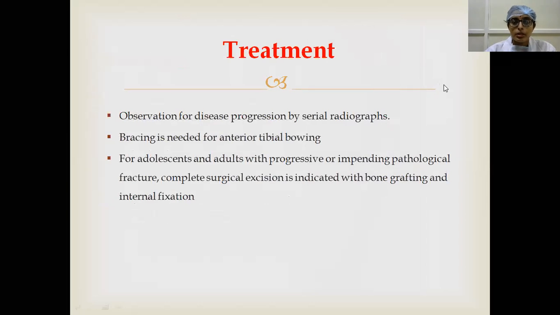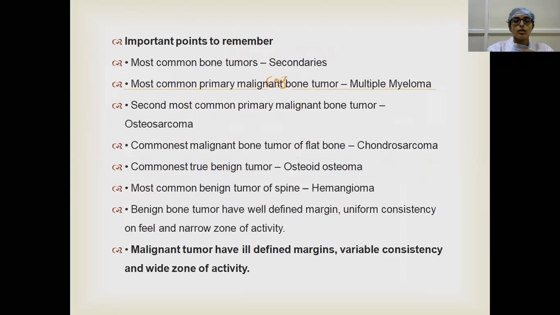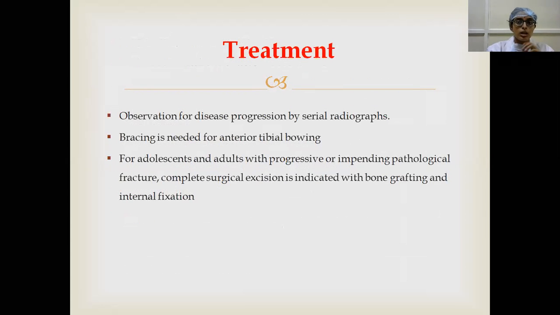Coming to the treatment, you have to observe by serial radiographs. If there is any increase in bowing, anterior tibial bowing, bracing is required. And if the bowing is increasing, or if there are any impending pathological fractures, then you have to intervene surgically by complete excision with bone grafting and internal fixation. So this is all about adamantinoma.